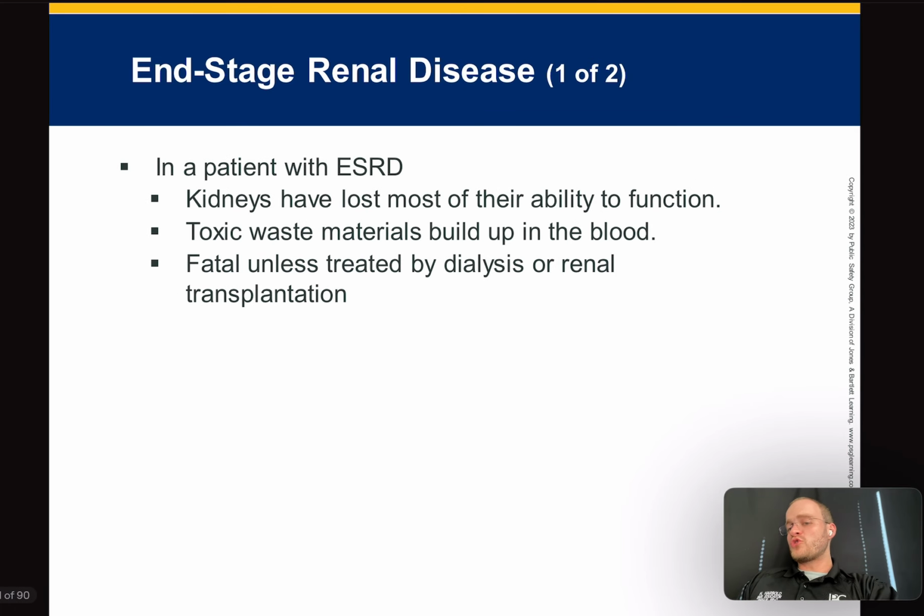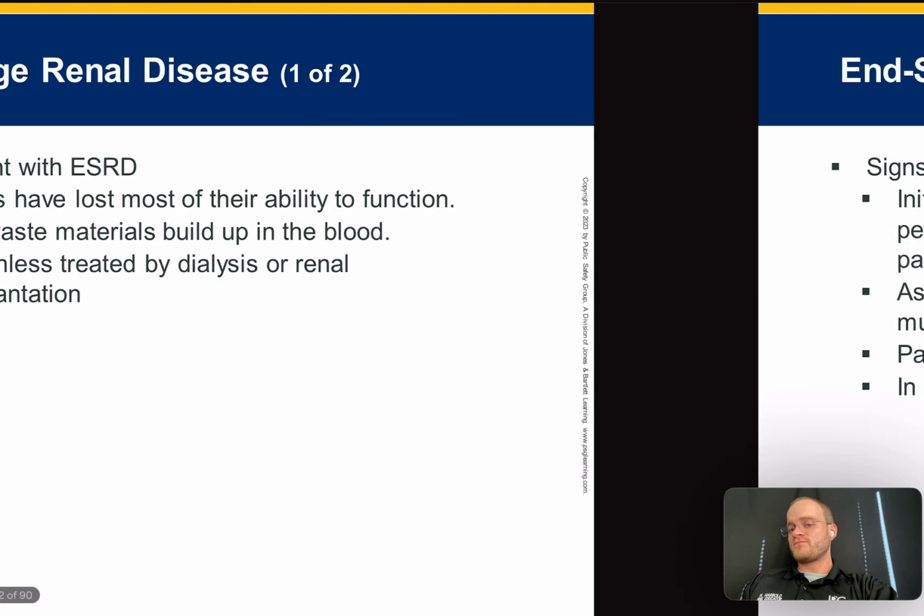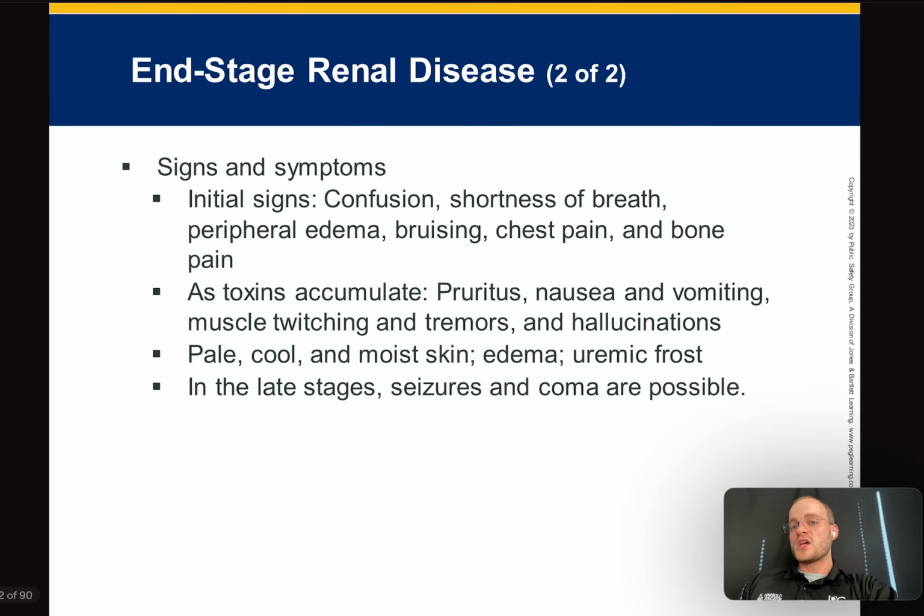So, you could get a renal transplant, but that's rare. Usually they just do dialysis. And so, the initial signs of end-stage renal disease: confusion, shortness of breath, peripheral edema, remember, so swelling of the periphery. They could get easy bruising, chest pain, bone pain. There's reasons why that happens. I won't bore you with why. As toxins accumulate, you can get what's called pruritus, which is a weird word, but this literally means itching. So they itch.